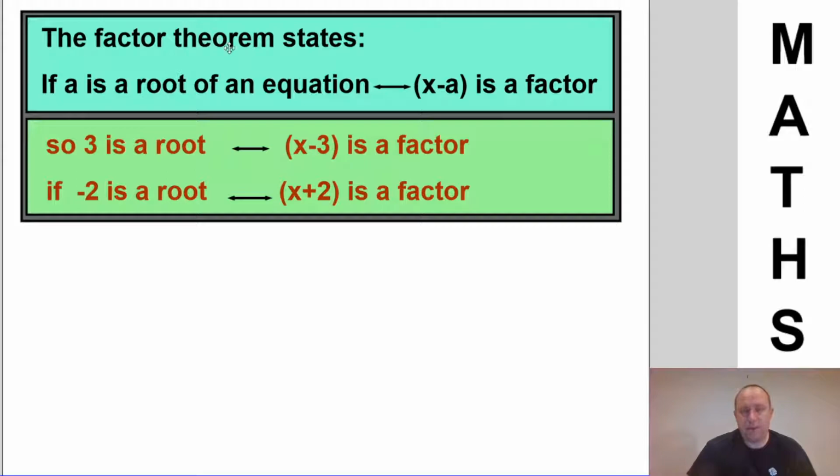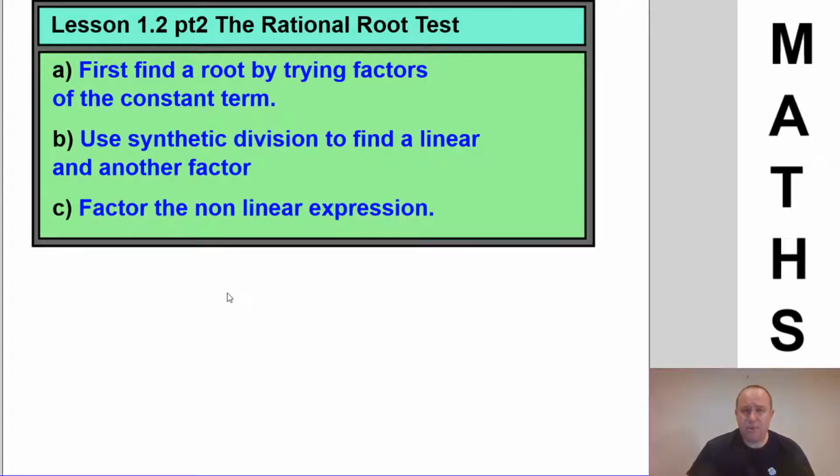So just a quick recap of what the factor theorem is. If you know something is a factor, you can work out what the root is, and vice versa. If you know the root, you can also figure out what the factor is for that question as well. Now, the rational root test used to be covered in Algebra 2. I'm not sure if it still is anymore, but basically there's a few steps that you should try and follow for these questions when you're trying to factor a whole expression.